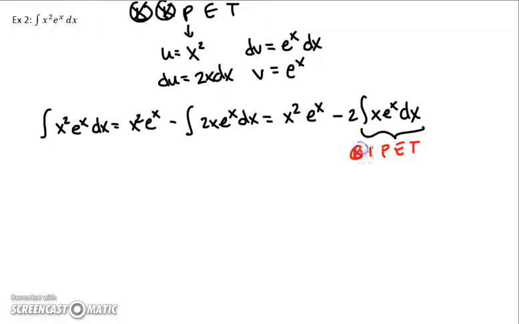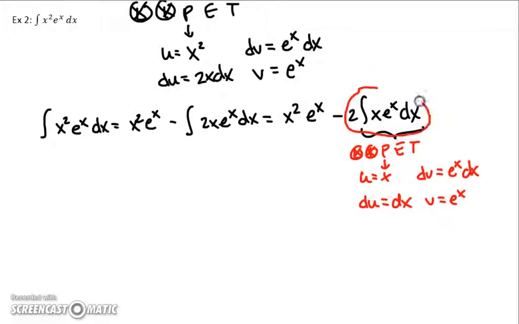So again, there's no natural logs, there's no inverse trig. We have a polynomial that's x, so u is x, dv is going to be e to the x dx. du equals dx, v equals e to the x. So this piece here becomes 2 times uv, so x e to the x, minus the antiderivative of v du, e to the x dx. And the 2 just came from the 2 outside of our antiderivative.